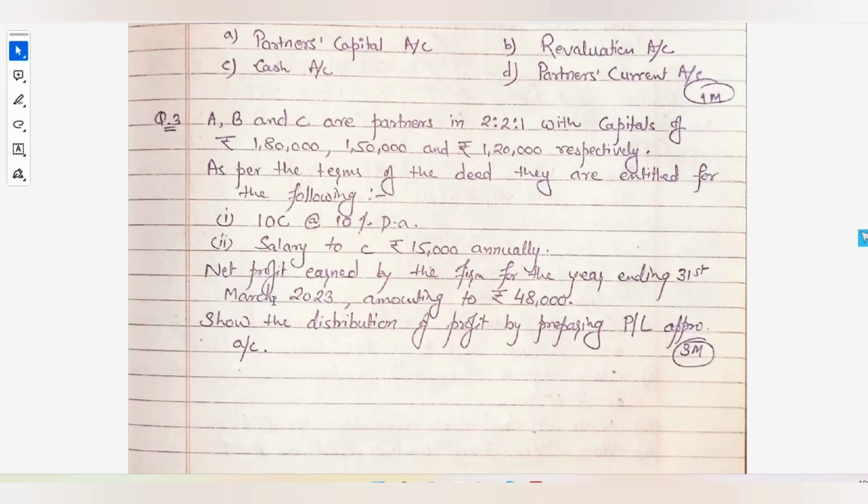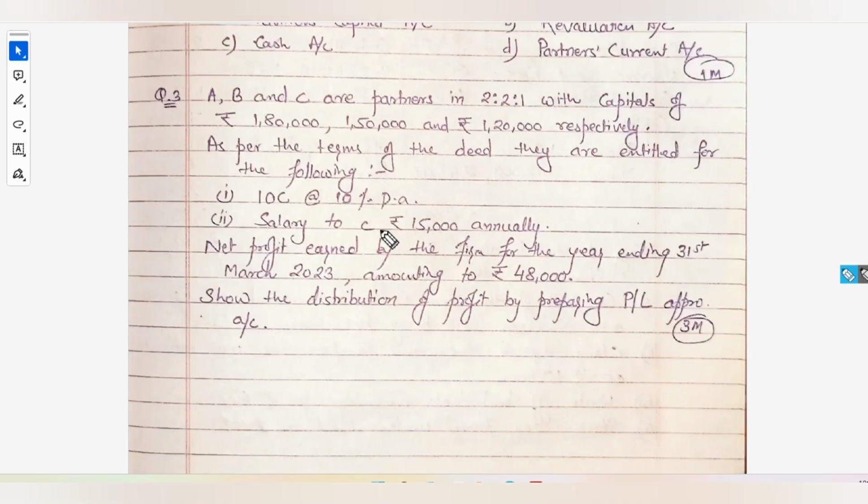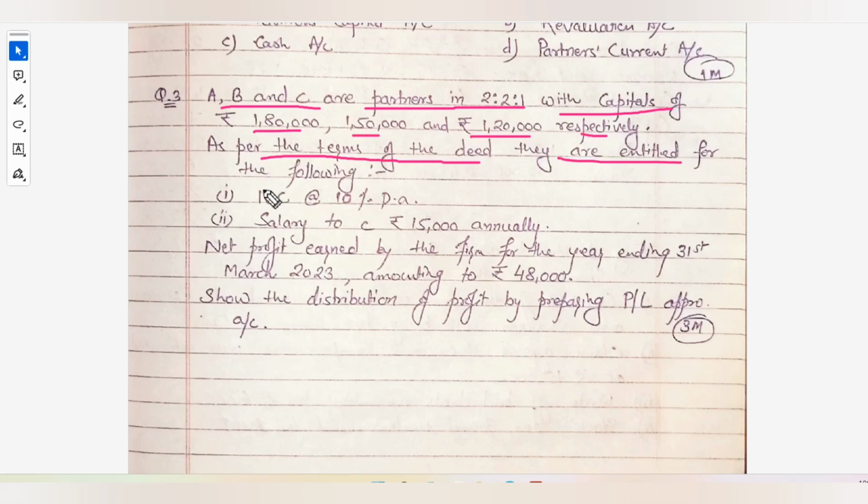Now let's move to the third question, carrying 3 marks. A, B and C are partners in 2:2:1 with capitals of rupees 1,80,000, 1,50,000 and rupees 1,20,000 respectively. As per the terms of the deed, they are entitled to the following: first, interest on capital at 10% per annum; second, salary to C of 15,000 annually. Net profit earned by the firm for the year ended 31st March 2023 amounts to rupees 48,000. Show the distribution of profit by preparing the P&L appropriation account.